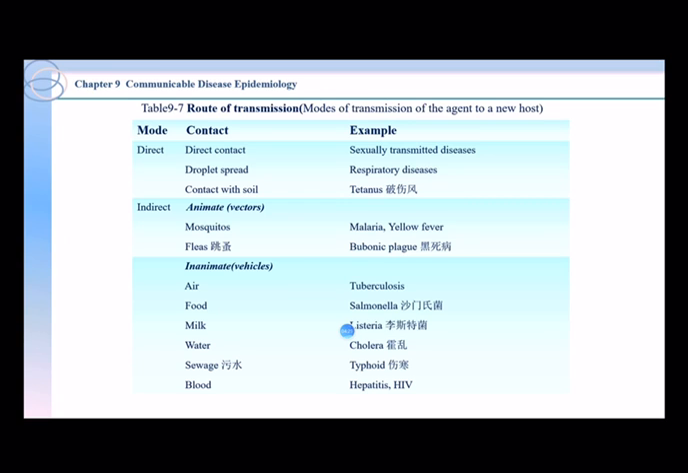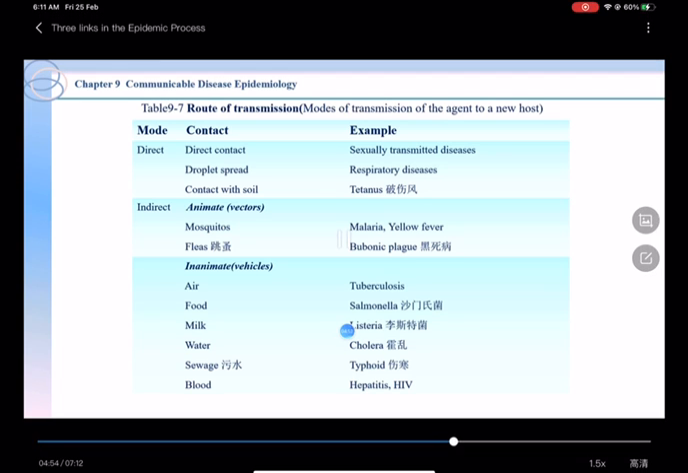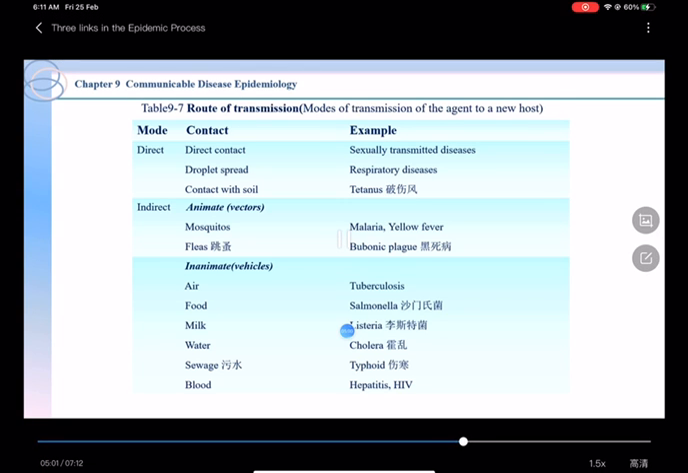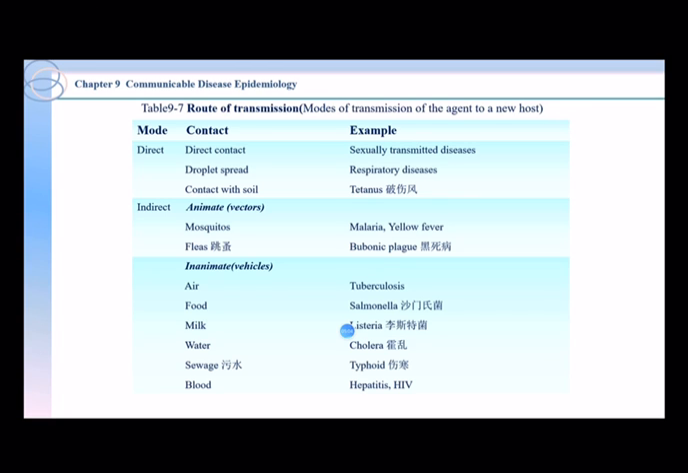For the indirect route of transmission, for example, they can be transmitted through vectors, like mosquitoes and fleas. They also can be spread through vehicles, for example, through the air, the TB virus, or transmitted from food, milk, and water, such as those viruses that can cause gastrointestinal disease. And they can also be transmitted through blood, for example, HIV and hepatitis.